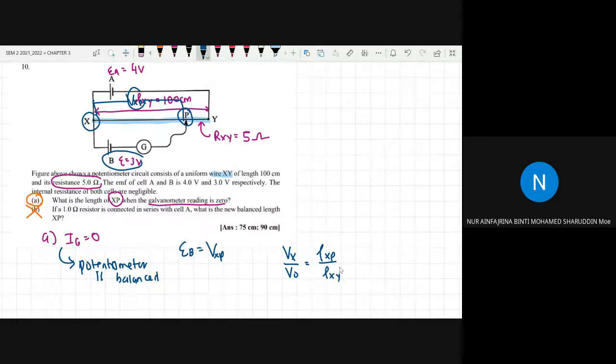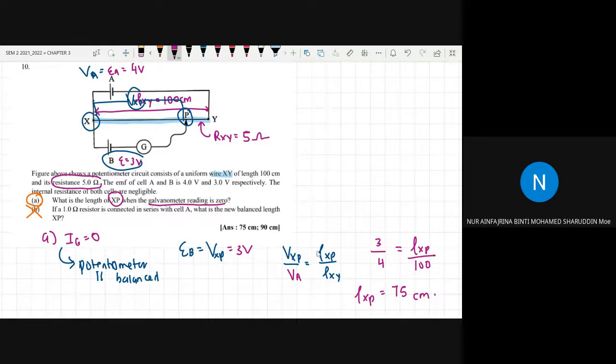So okay, untuk case ini, sebab yang ni labeling untuk case yang tadi tu. Okay, kalau untuk case ini awak boleh tengok lah. Kami cakap, okay, dia adalah VXP. So V0 means adalah EA means. So Miss akan ganti je. So V0 means adalah VA lah. So kat sini akan jadi VA. So VXP Miss dah tahu dia adalah 3 volt. Dan VA means adalah 4 volt. Dan kita nak cari length XP dan length XY adalah 100. So length XP adalah 75 cm. Okay, boleh?